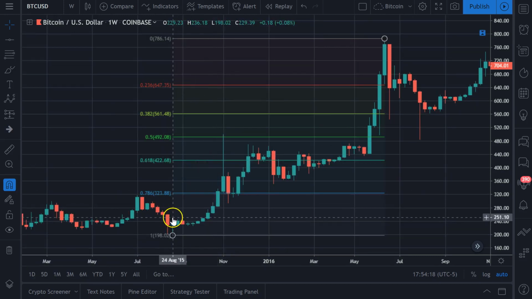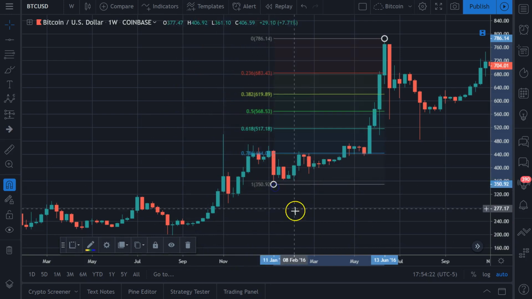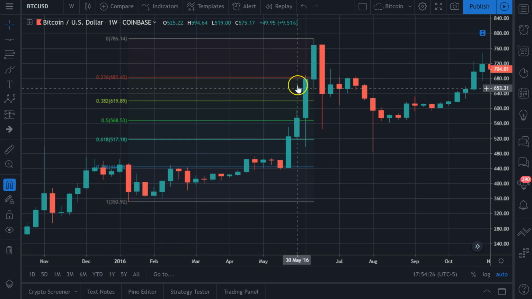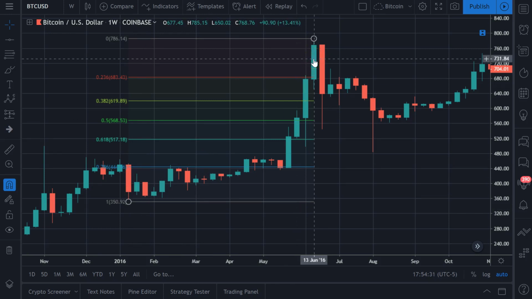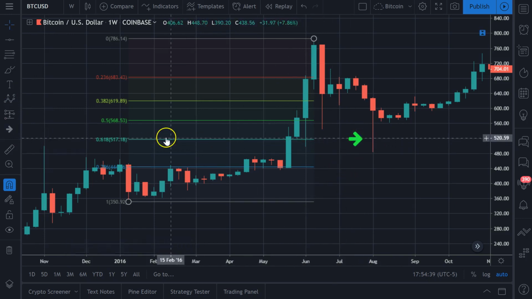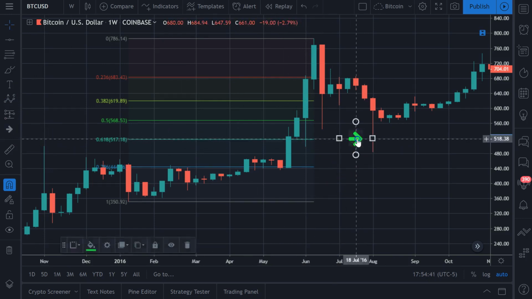Okay, so here's our low over here at 198. We made our top there, we came back down. Here's our new low. Okay, so our low was 350, we went up to 785. Again, there's going to be a lot of retail public who are FOMOing into that. And what happened? Just a couple of weeks later, it came down and hit that 61.8 fib.